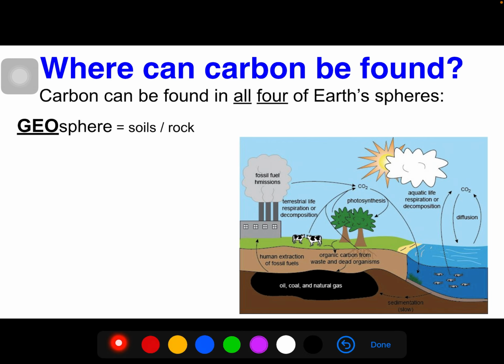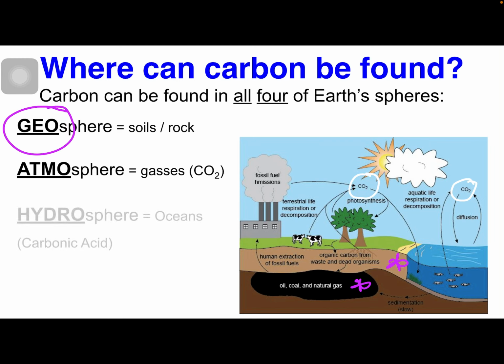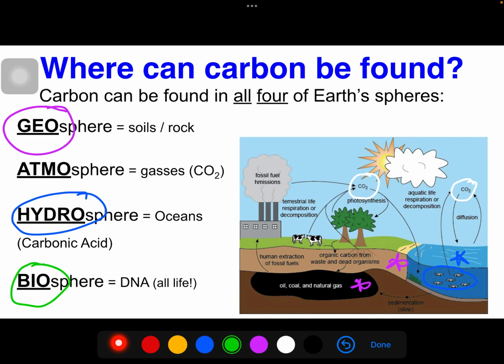Hopefully you recognize geosphere, that is down here. Our fossil fuels, our soils, our rocks, that's our geosphere. Atmosphere, we know that is the gases above the Earth. CO2 is our big gas we see with carbon in the atmosphere. Hydrosphere, the oceans. We know that CO2 can diffuse into the water and create carbonic acid within the water, also acid rain. And finally, our biosphere in all living things.